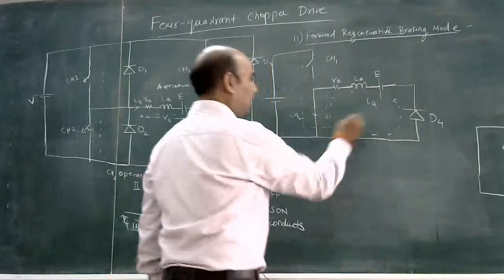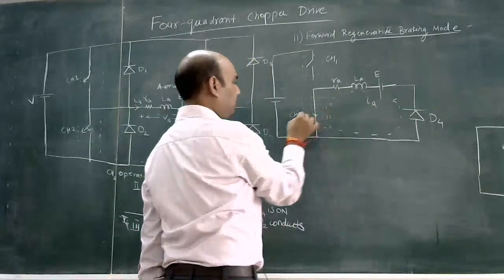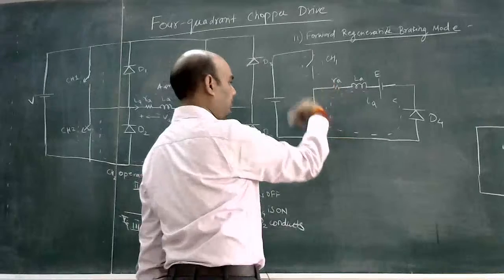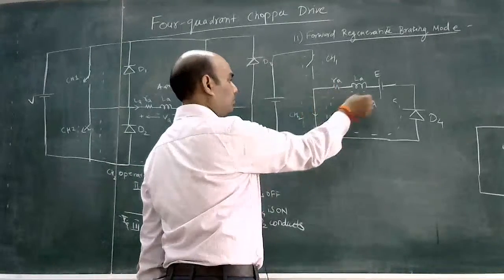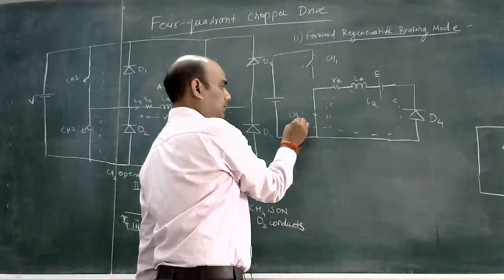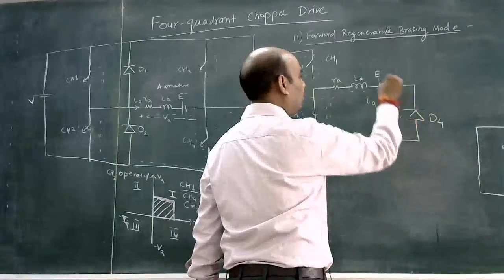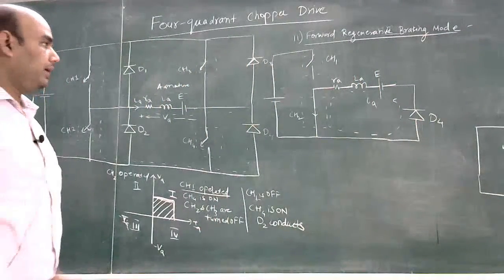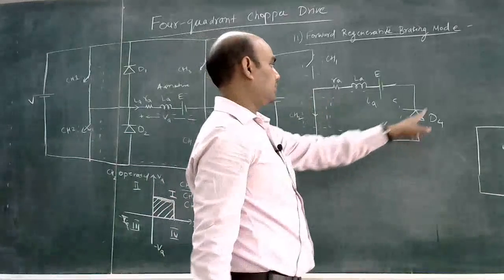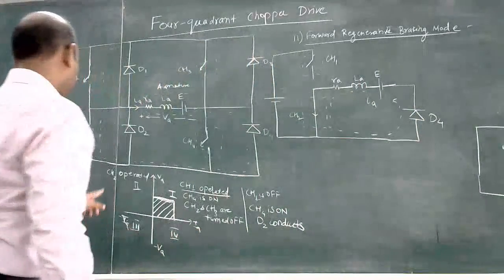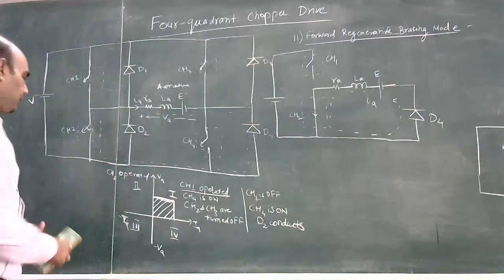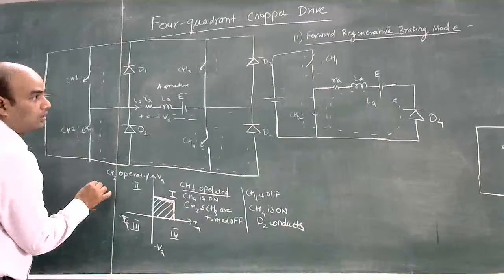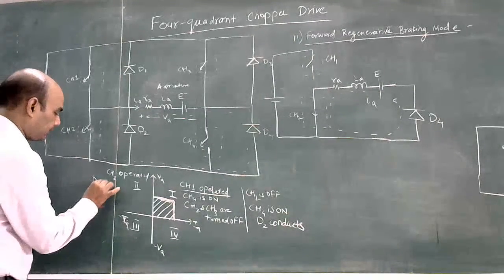So current IA will start conducting. So it will flow through switch 2, then D4, E, LA, and RA. Okay. So current will flow like this. So when CS2 is operated, then D4 conducts.